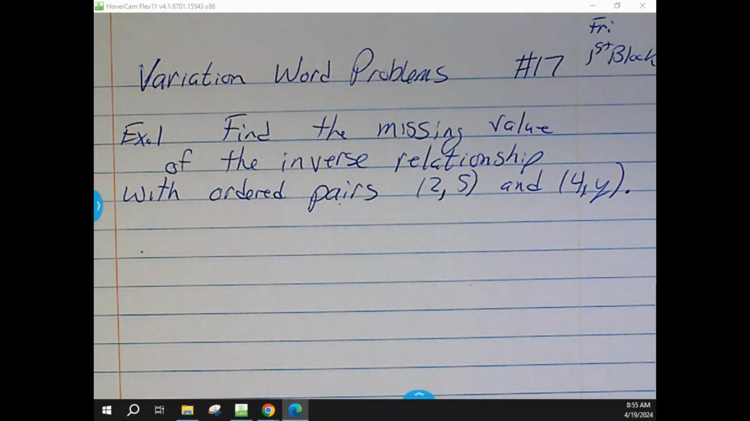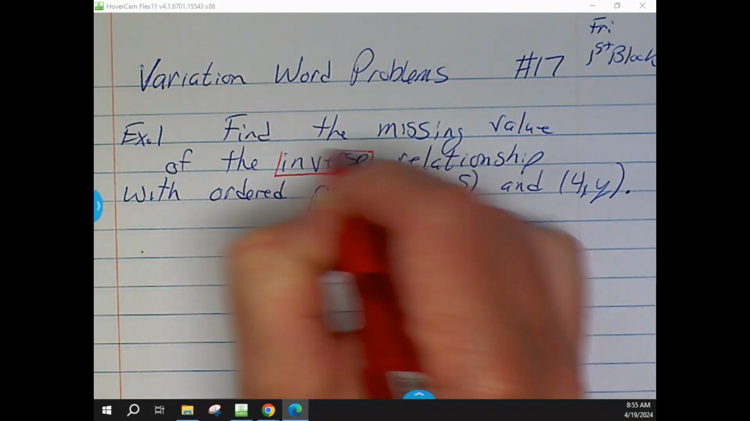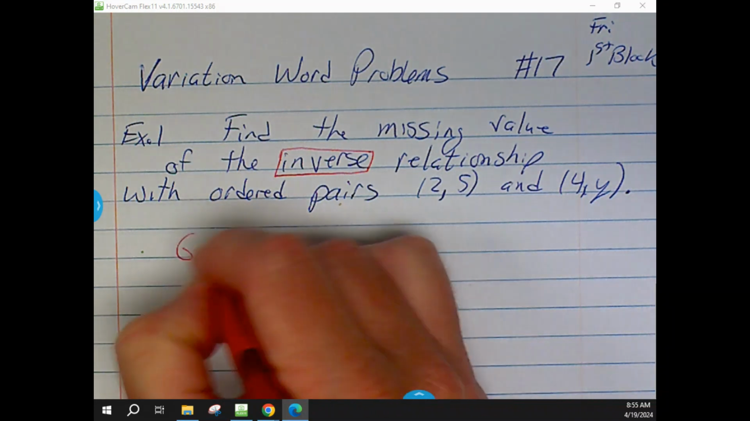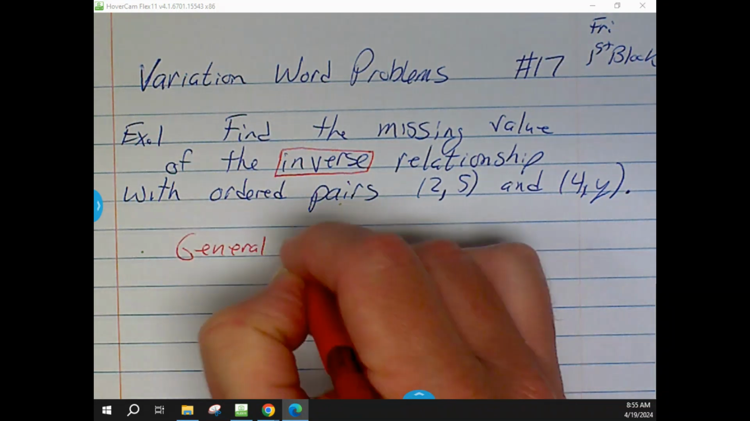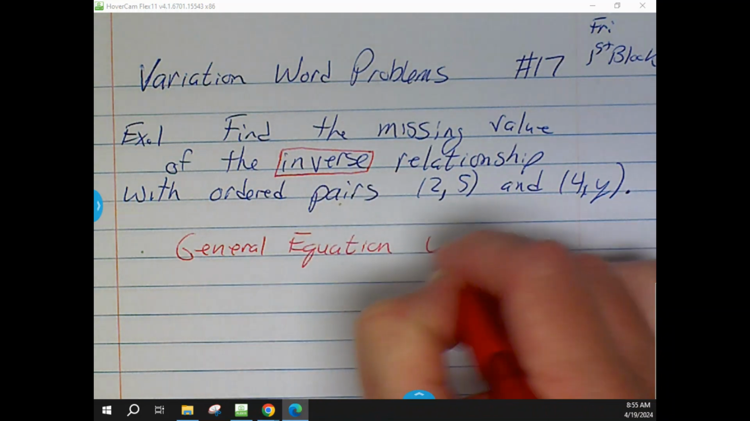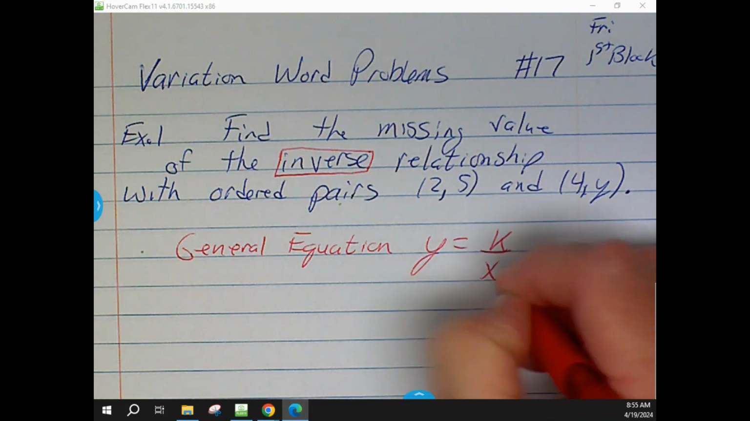Key thing on these is you've got to figure out which type of relationship you're looking at first. It's either going to be inverse or direct. In this case, it says it's inverse. So if it's inverse, your general equation for something that's an inverse is y equals k over x.